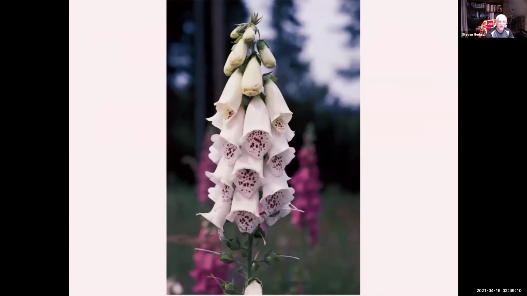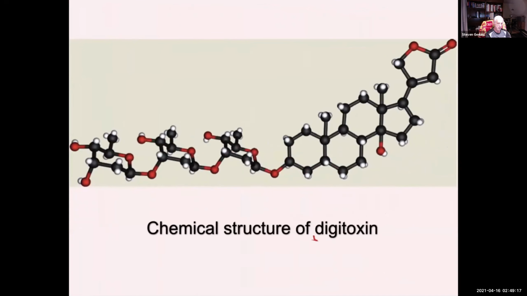That's what the foxglove plant looks like in nature. Okay, this is digitoxin, a very powerful heart stimulant.